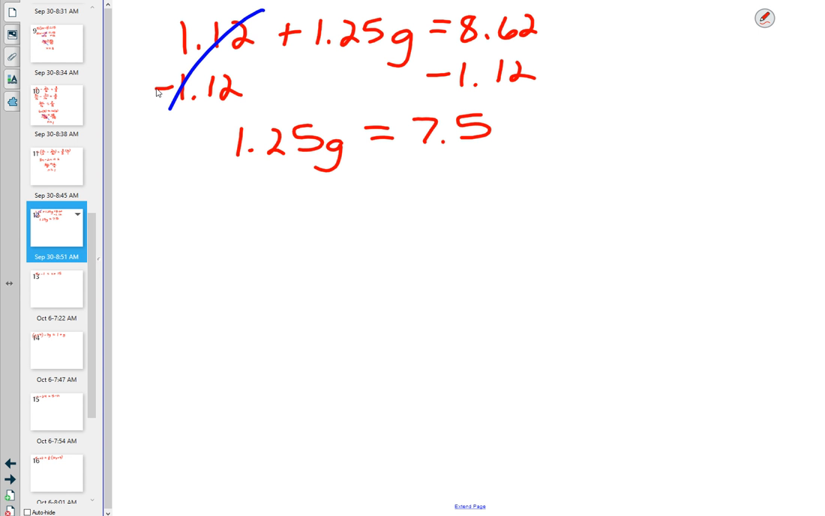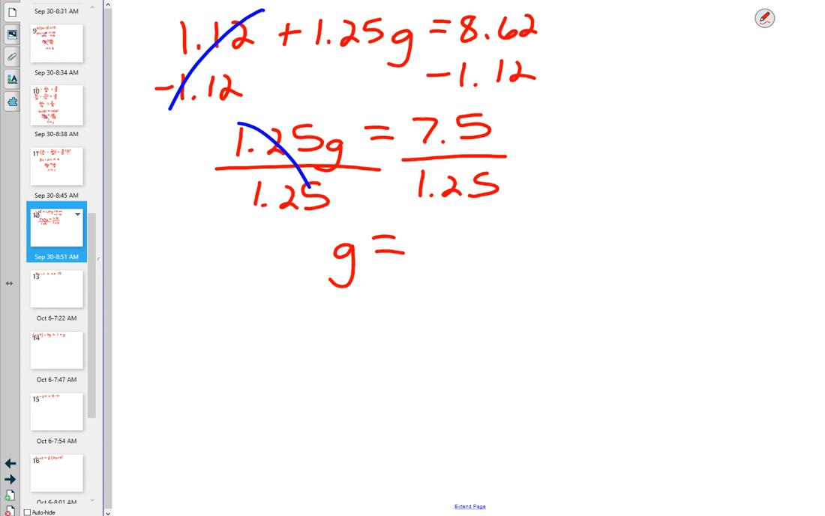It's 7.5. And then if you divide by 1.25, again, you might need a calculator. What's 7.5 divided by 1.25? Put it in the calculator that you all have. Yes, Jake. 6.